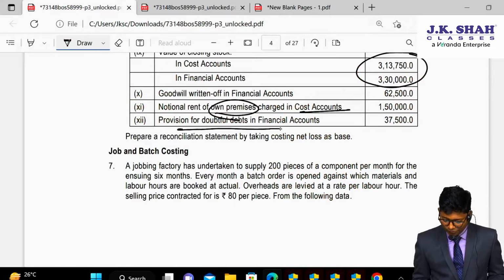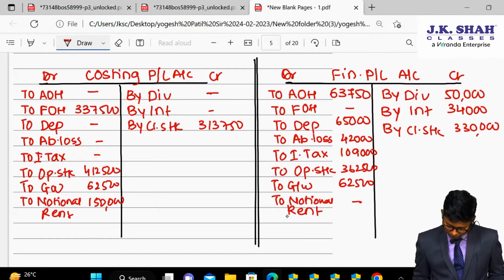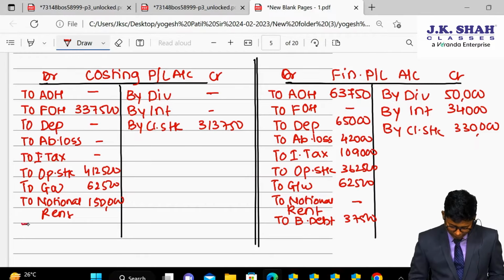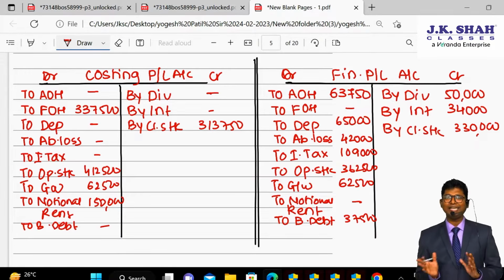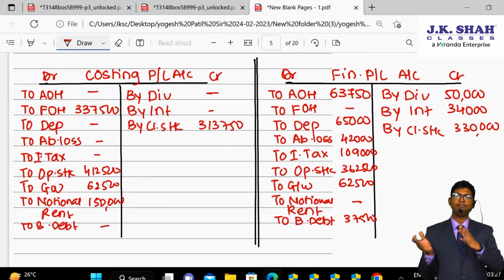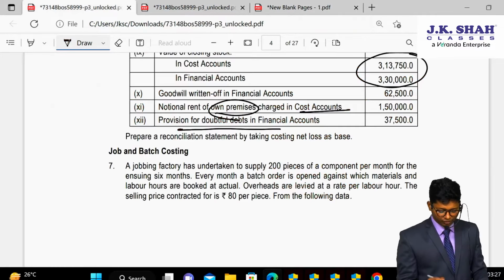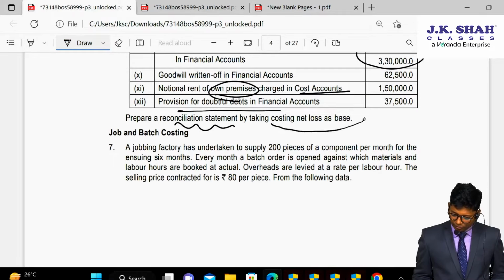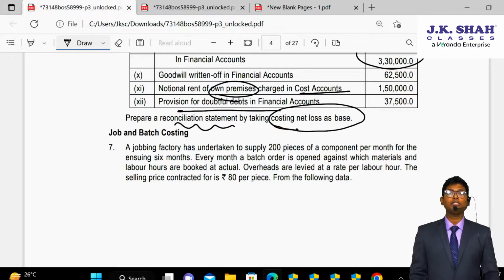Next item is provision for doubtful debts 37,500. This provision is charged to the financial P&L, but this provision we are not recording in our costing. So simply I segregated the given information in finance and in costing. See what is asked in the question. Prepare reconciliation statement by taking costing net loss as base.